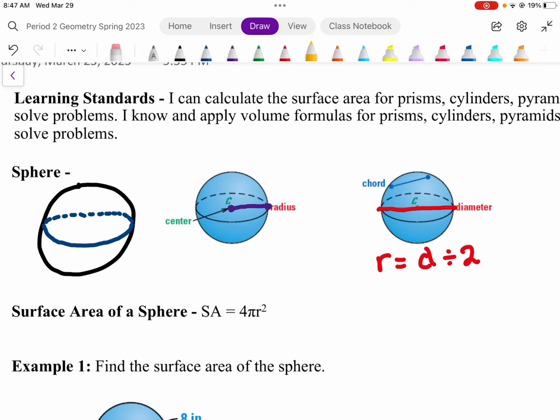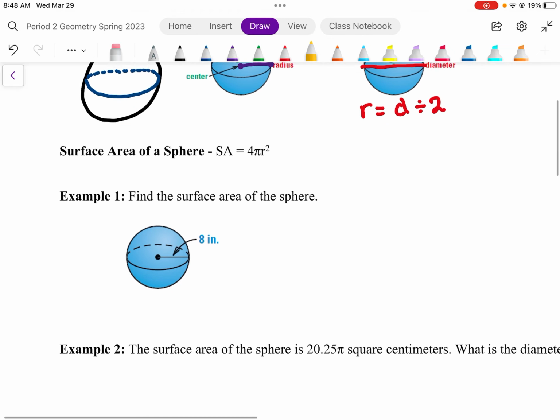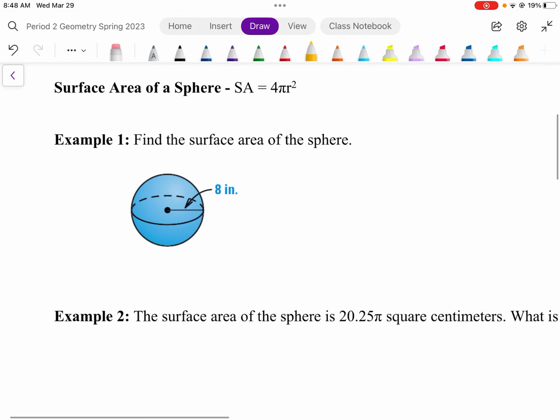And then a chord is just a segment inside of a sphere that's just 2 points connected, and it's not part of the radius or the diameter. The surface area for a sphere is 4 pi r squared. So that's what you're going to be using. R is still the radius.